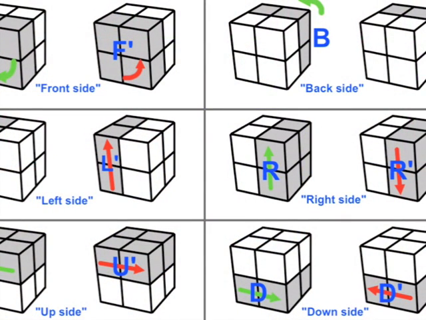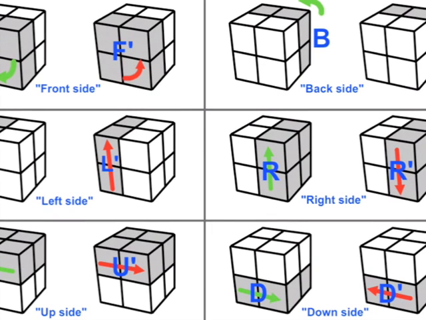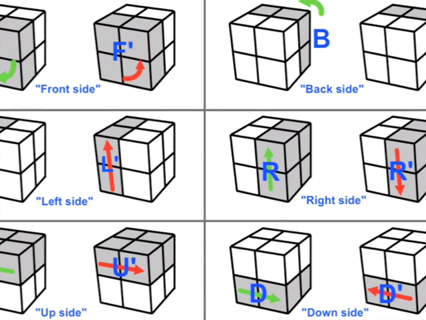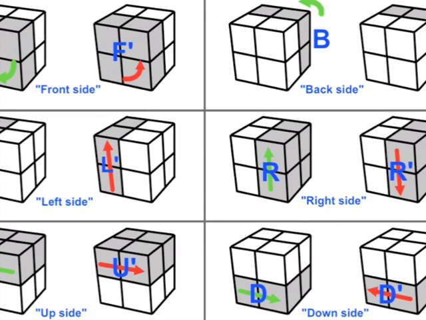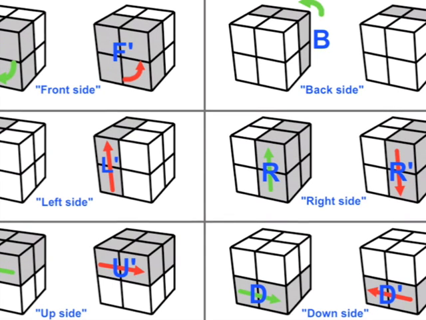All of this information can be nicely summarized in this picture, where we now just use a letter for each side: F for front side, B for back side, L for left side, R for right side, U for up side, D for down side. For a clockwise rotation, it's just the letter, F, whereas a counterclockwise rotation would be F prime. Similarly for all the rest. So from now on, the letter by itself means a clockwise rotation. A letter with a prime on it, or that little symbol next to it, means go the opposite direction, or counterclockwise.